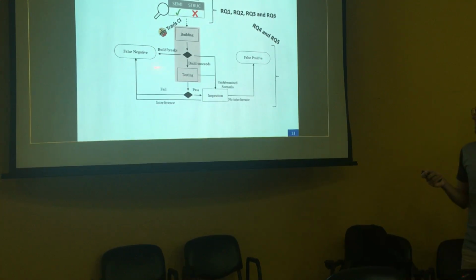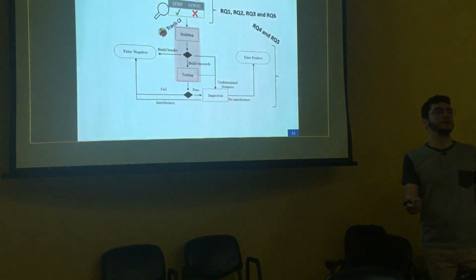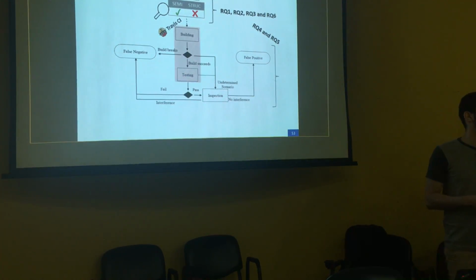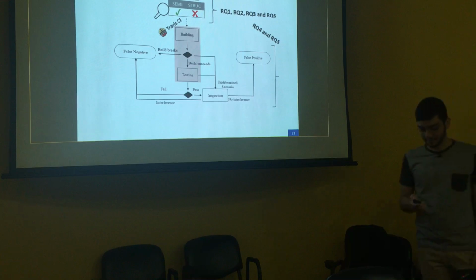We use Travis continuous integration as infrastructure for building and executing the tests of the code. And there are scenarios with issues unrelated to the merged contributions, for instance, unavailable dependencies, timeouts, and much more. So we also inspect a sample of these undetermined builds to find false positives and false negatives.